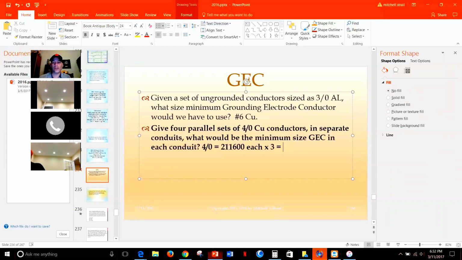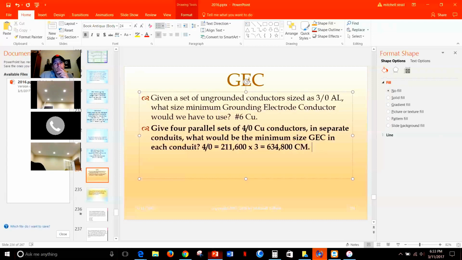So I'm going to do 211,600, and I got that from page 766. That's the circular mills on Table 8. So 211,600 times 3 is 634,800 circular mills. Right? Now what do we do?